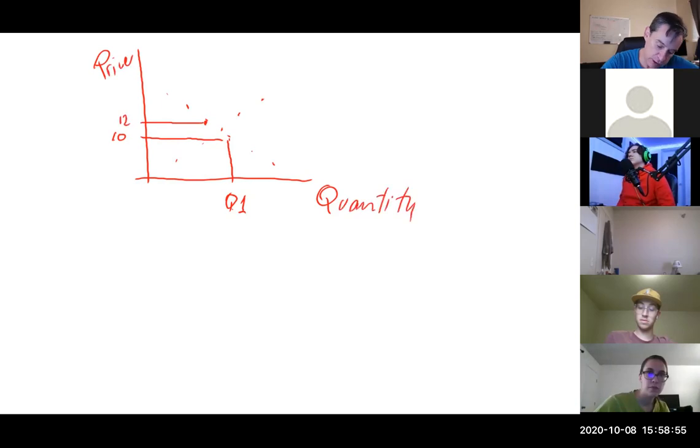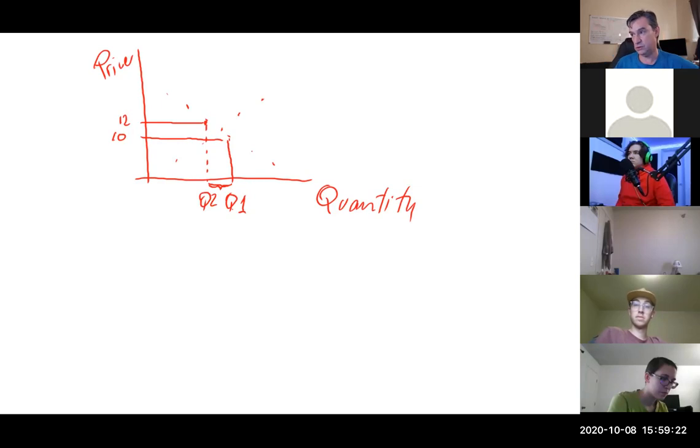If you increase the price to 12, people will be eager to buy less from you. They will not buy more. They will decrease the quantity that they buy from you. So this is quantity two, and you are losing these sales because of your decision. But what about if you decrease the price instead of increasing it? Let's go for 8. What about if you have 8?